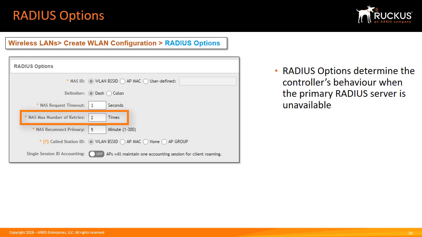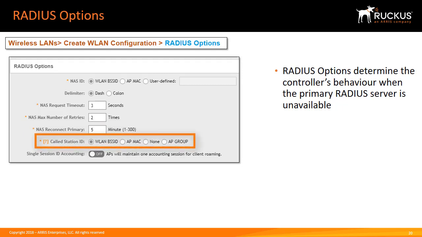The NAS max number of retries is the maximum number of failed connection attempts after which the controller will fail over to a backup RADIUS server. The NAS reconnect primary is the time interval after which the controller will recheck if the primary RADIUS server is available when the controller has failed over to the backup RADIUS server. Called STA ID indicates the format of the called station ID, which is sent to the RADIUS server as an attribute and can be used in policy decisions.